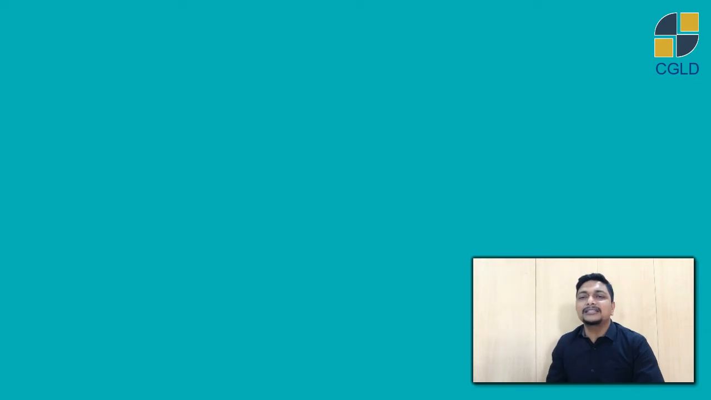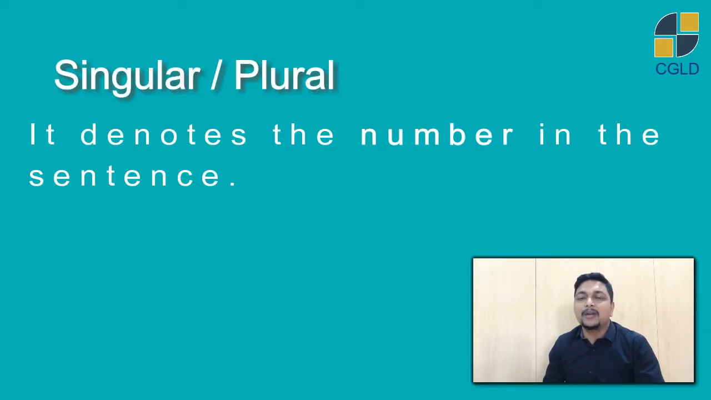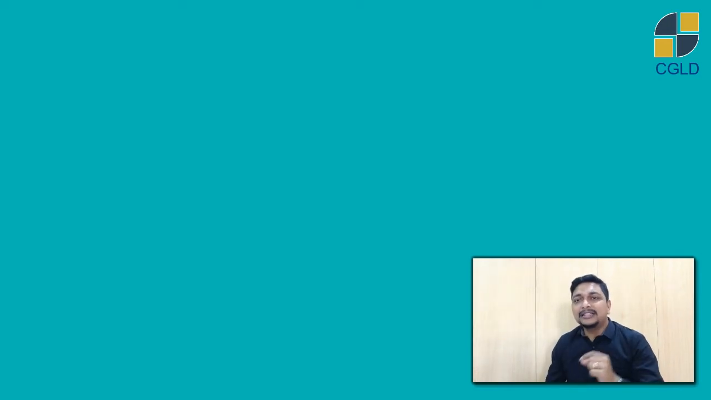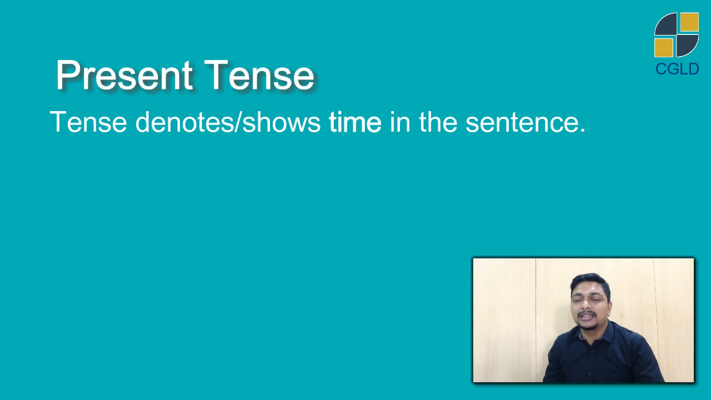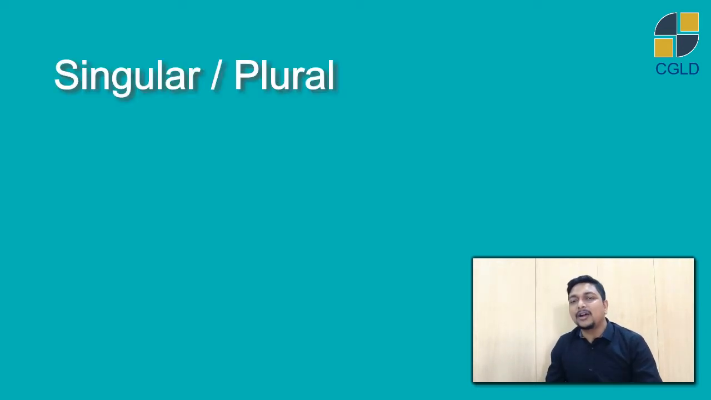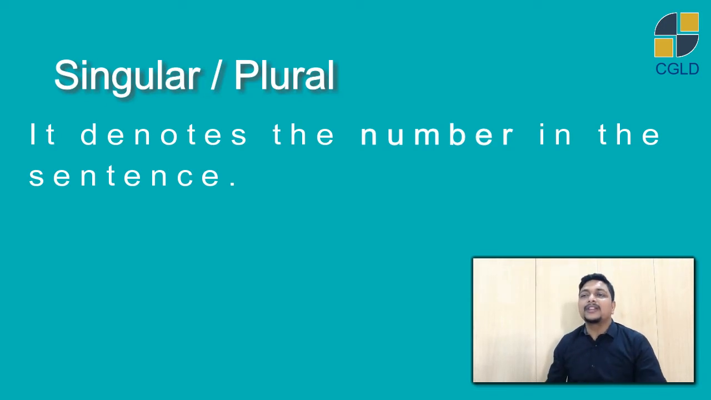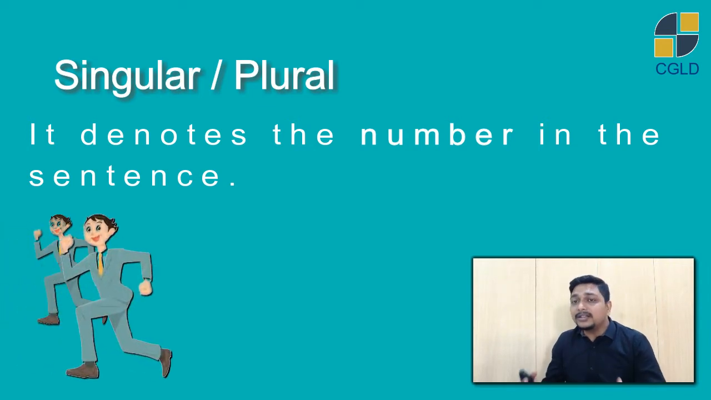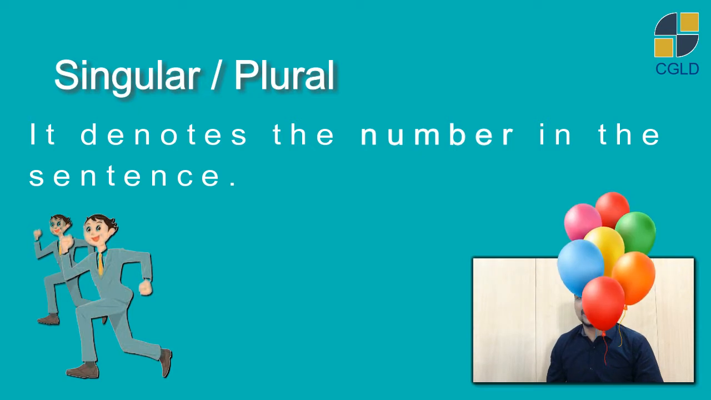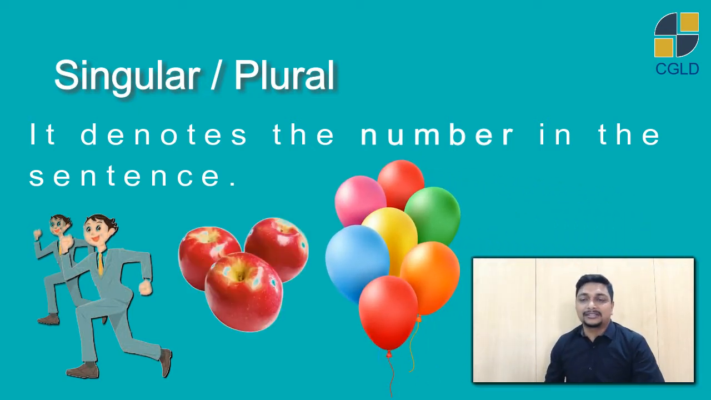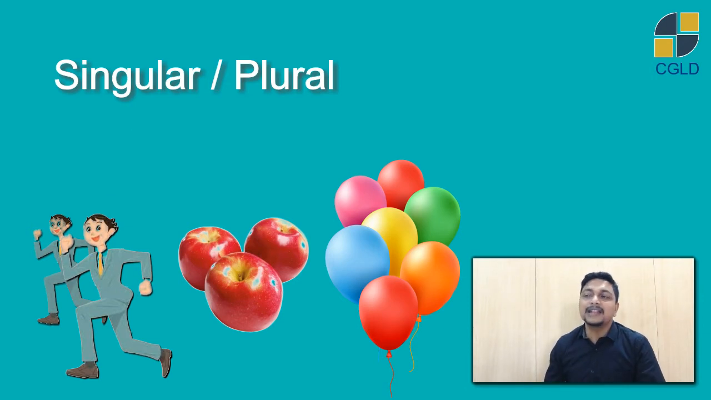So what do we understand by it? Singular or plural denotes the number in the sentence. We find that present tense denotes the time in the sentence, and in the same way singularity or plurality denotes the number in the sentence. How many were there? What was the quantity of the context or the sentence? Who all were there? How many friends? How many balloons? How many cakes? How many apples? So singularity and plurality denotes the number of the sentence.